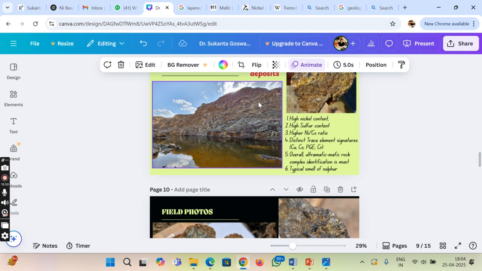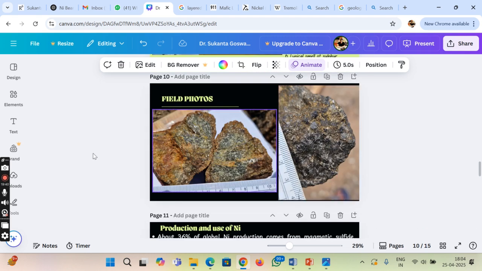Once you visit those kinds of places, you can smell just like barud, which means crackers. When you use a cracker, whatever smell you get, the same smell you can feel. High nickel content, high sulfur content, higher nickel by cobalt ratio, distinct trace element signatures like copper, cobalt, platinum group elements, chromium, these things will be more. Whenever you collect a sample and get it analyzed, these things will be more. And overall an ultramafic rock complex, which will be intensely deformed and weathered.